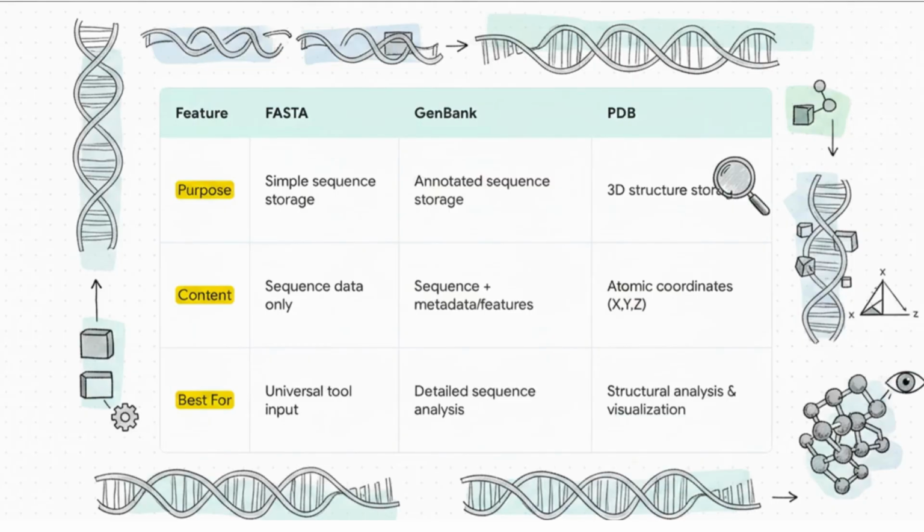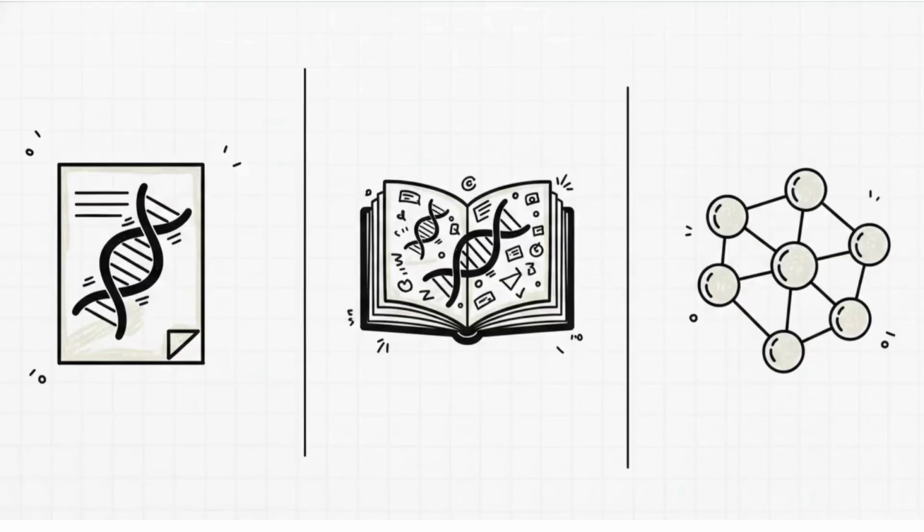It's simple and universal. If you need to understand the function of every gene and feature in a sequence, you've got to use a GenBank file for all that rich annotation. And for anything to do with 3D shapes, protein folding, or drug design, well, PDB is the only way to go. So let's nail this down one last time to make it super simple. Use FASTA for sequences, use GenBank for annotation, and use PDB for structure. Getting this right is going to save you countless hours of frustration and keep your pipelines running smoothly.